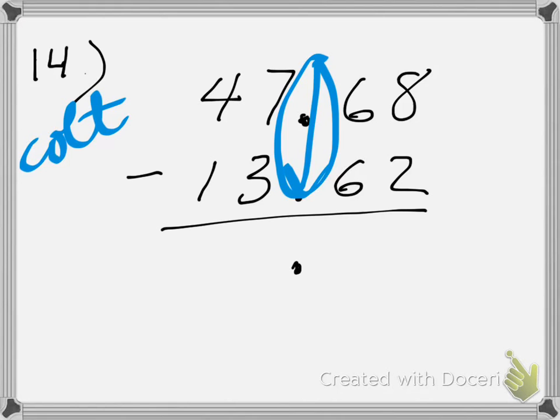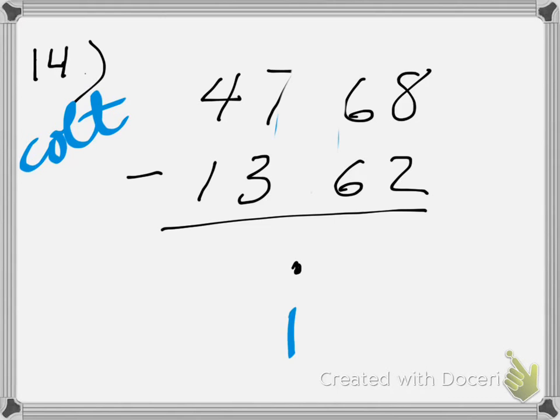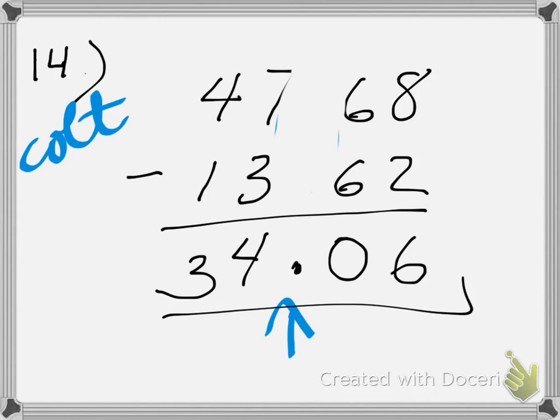Once that is done, we're going to do this problem just as if there is no decimal point in the problem itself. So we're just going to subtract, since we already have this decimal point in our answer. So 8 minus 2 is 6, 6 minus 6 is 0, 7 minus 3 is 4, 4 minus 1 is 3. So 34 and 6/100. So just move your decimal, line up decimal points, move it down, and then subtract as normal.